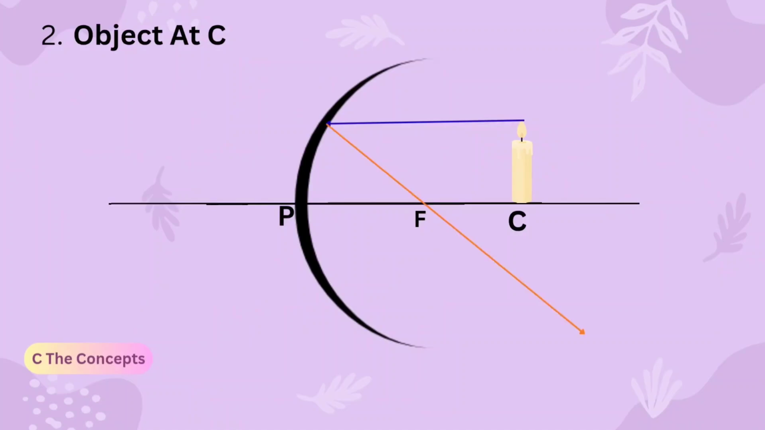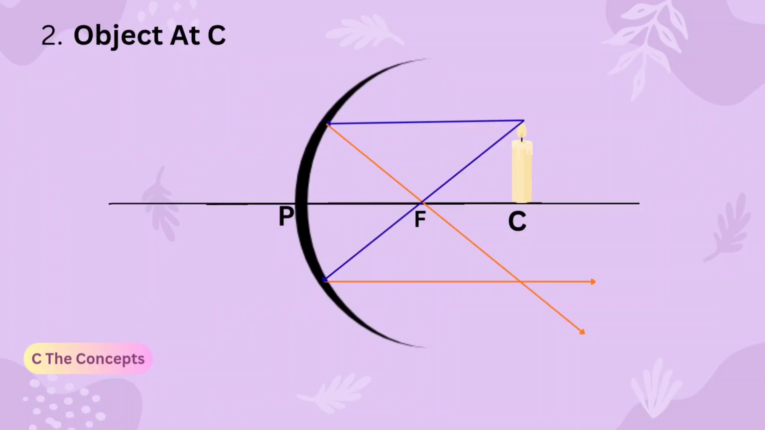We know that the light ray which passes in parallel to the principal axis passes through focus after reflection. You can see here the orange ray indicating the reflected ray. Now consider the second incident ray which is going to pass through the focus. We know that the light ray which is passing through the focus after reflection goes in parallel to the principal axis. The second orange ray indicates here the reflected ray.